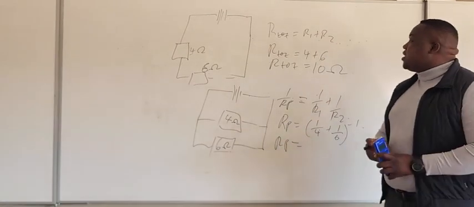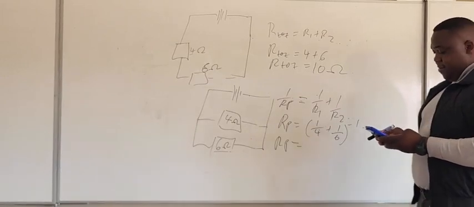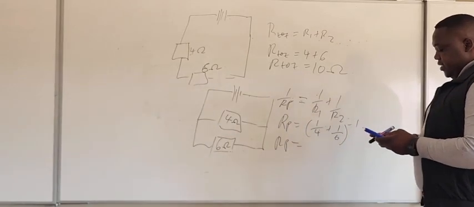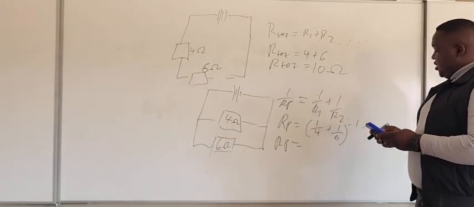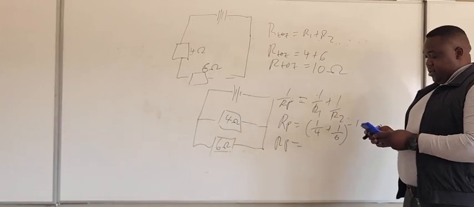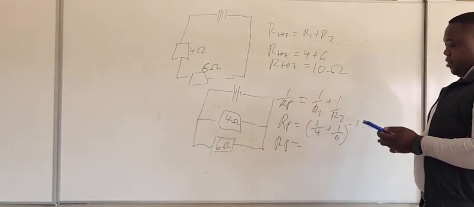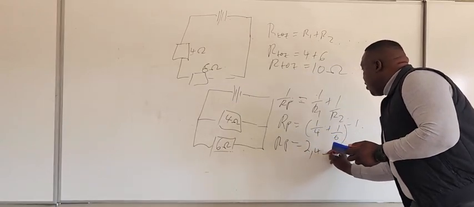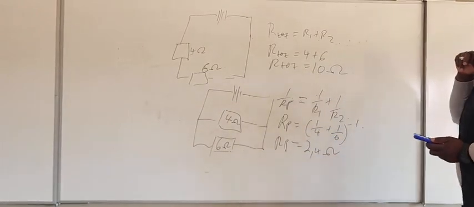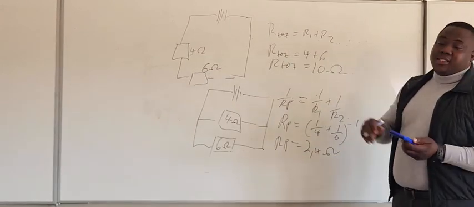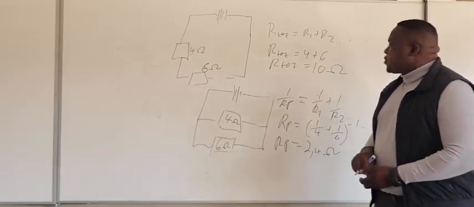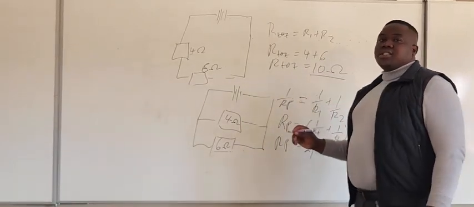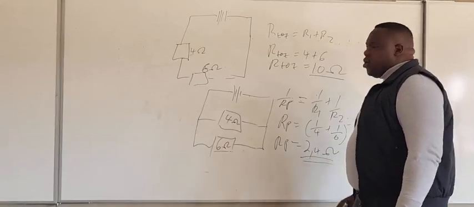Let us see. Will the resistance increase or decrease? Remember, we use the very same resistors. Then let us see what will happen. Look, now the total resistance RP is 2,4 ohms. You can see that when the resistors are in series, we get 10 ohms. When the resistors are parallel, we get 2,4 ohms.